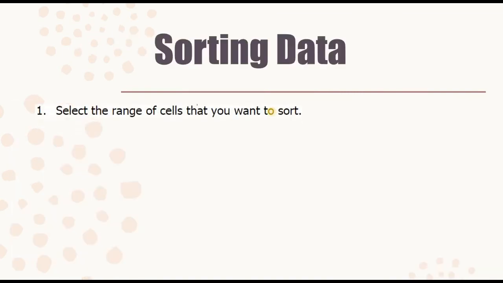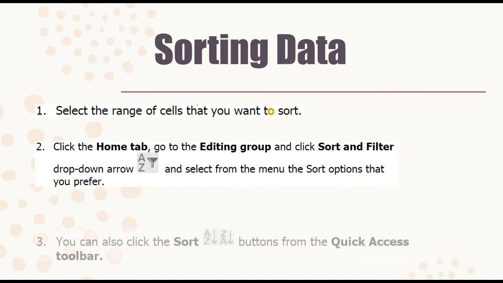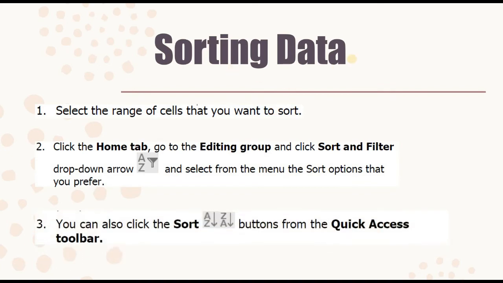Sorting data. Select the range. Okay, so these are the steps in sorting data. Select the range of the cell that you want to sort. Piliin daw natin kung ano ba yung ating mga isusort at aayusin pag susunod-sunurin. Click the Home tab. Go to the Editing group and click Sort and Filter. Drop down arrow and select from the menu Insert Options.